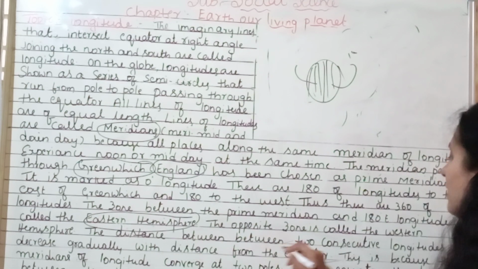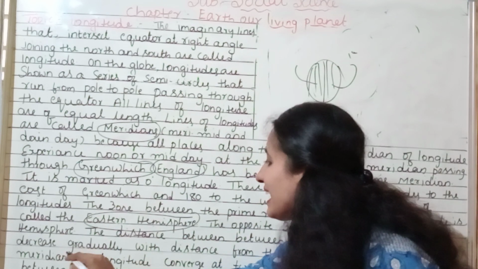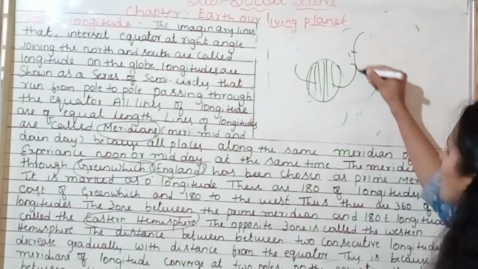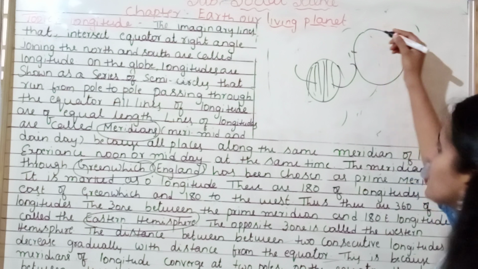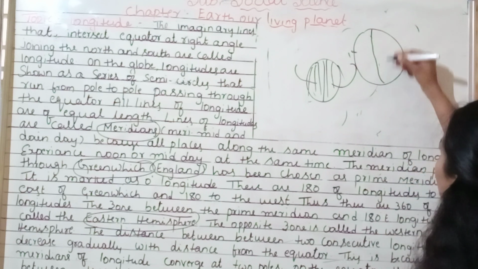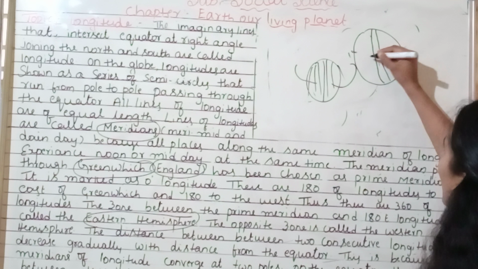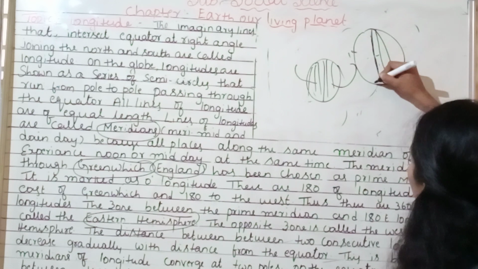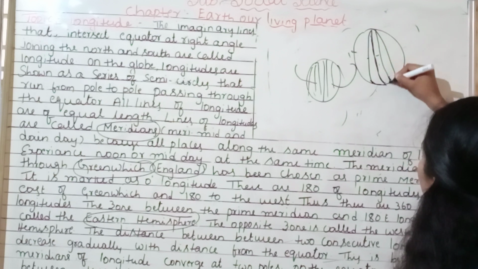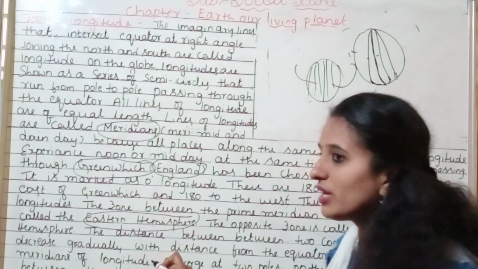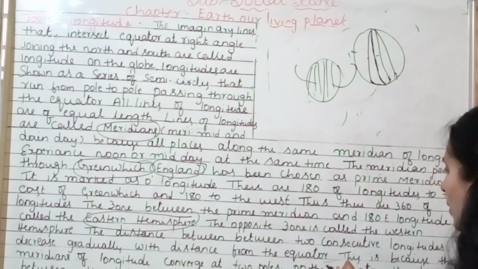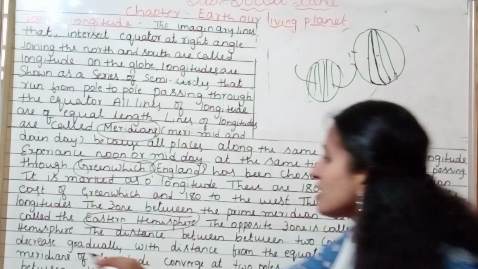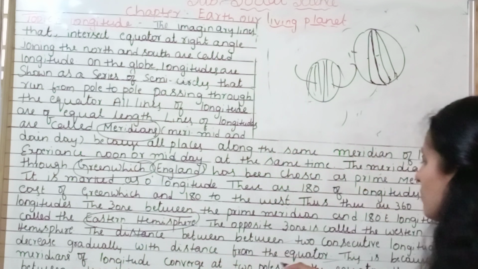The distance between two consecutive longitudes decreases gradually with the distance from the equator. If you observe the equator, children, you can see that here it is done, but here a gap is there. But when it goes to the poles, it is going to be joined like this. You observe, children, it will be joined like this. So the distance between two consecutive longitudes decreases gradually with the distance from the equator.